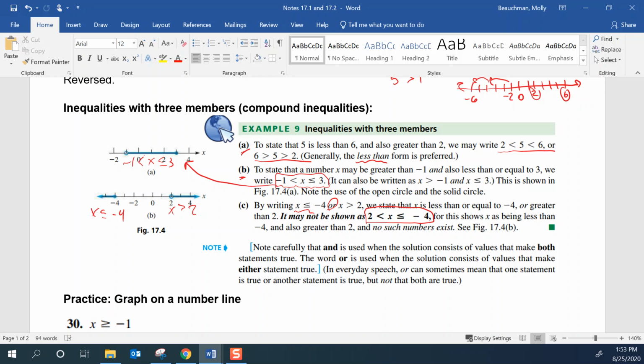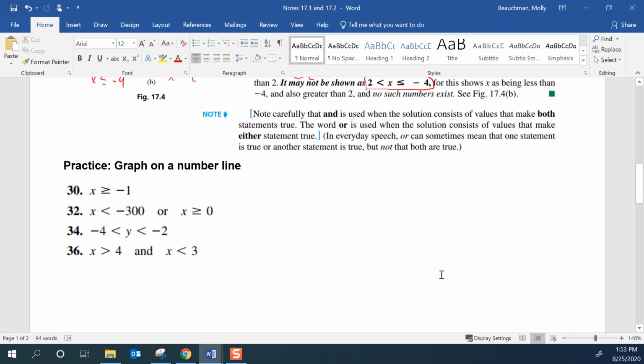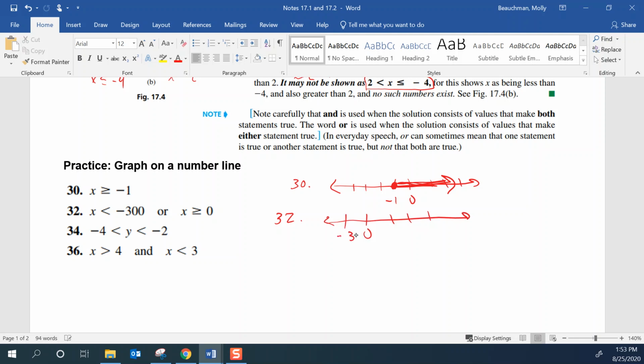Here are a couple of practice problems to graph on a number line. The first one, x is greater than or equal to -1. We draw a number line and decide whether to use an open or closed circle. That's greater than or equal to, so it includes -1, and we shade the right-hand side. Next one, x is less than -300. Let me call this -300.